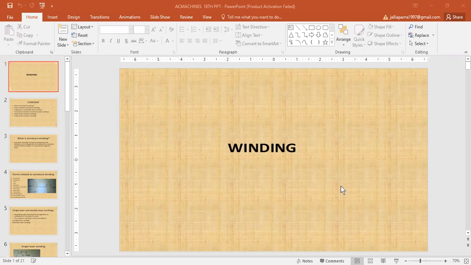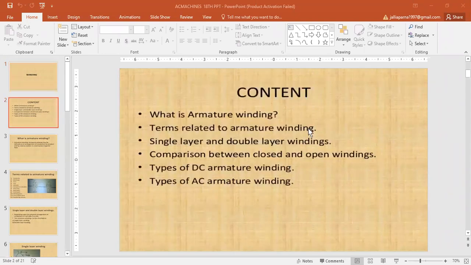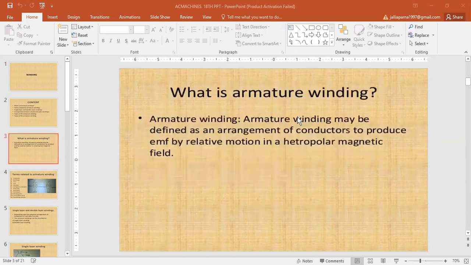Today's topic is windings. Content of windings: What is armature winding? Terms related to armature winding. Single layer and double layer windings. Comparison between closed and open winding. Types of DC armature winding. Types of AC armature winding. So first of all, what is armature winding?